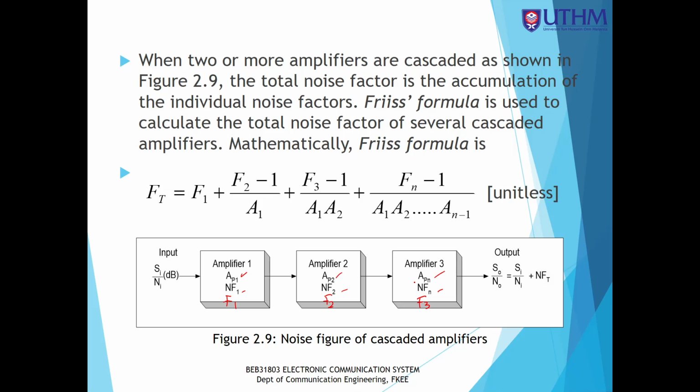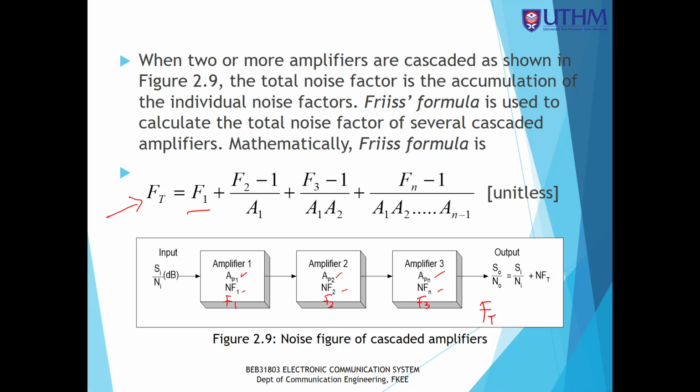So in the case of a cascaded amplifier, there is a formula on how to calculate the total F, the total noise factor. How do we find the total noise factor? It's not just adding arbitrarily. There is a formula, which is what we call the Friis formula. Okay, so F total, the total noise factor, equals F1.